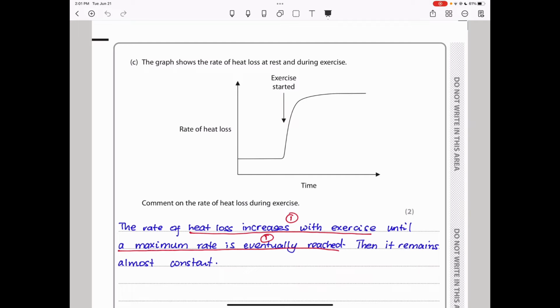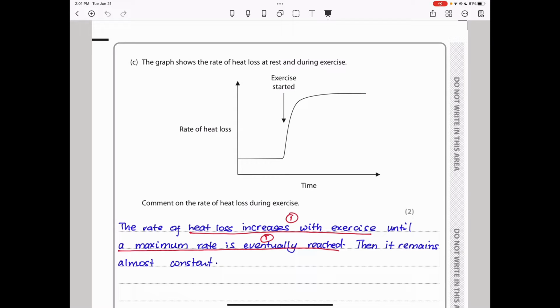Here they say the graph shows the rate of heat loss at rest and during exercise. So we can see the vertical axis is showing heat loss, the horizontal axis is showing time, and we can see the start of the exercise. So the exercise was started at this point here, and when it was started, the rate of heat loss increased drastically, and again it leveled off, meaning a maximum was reached.